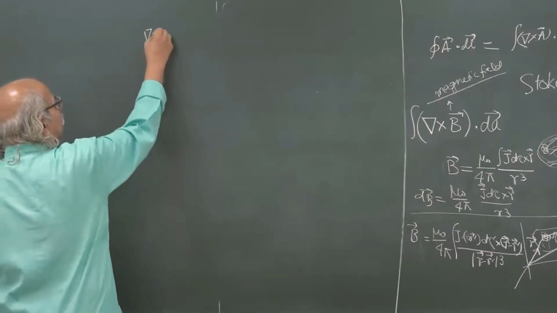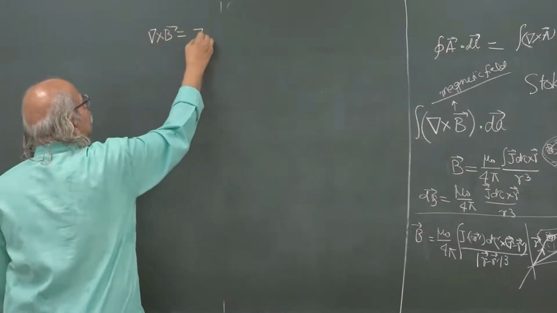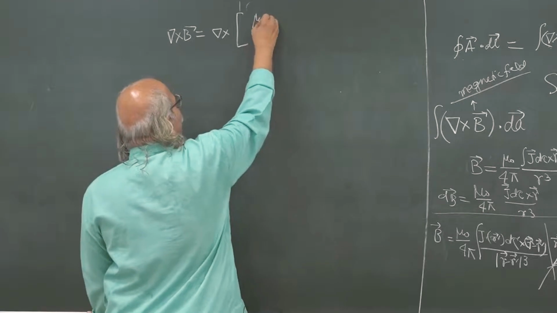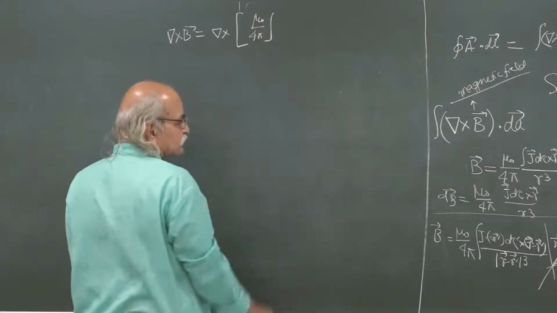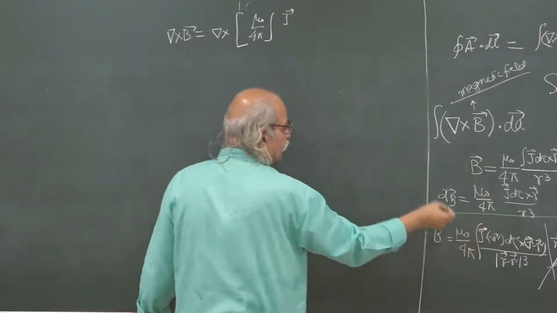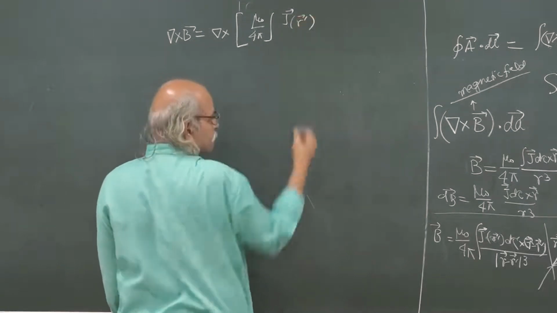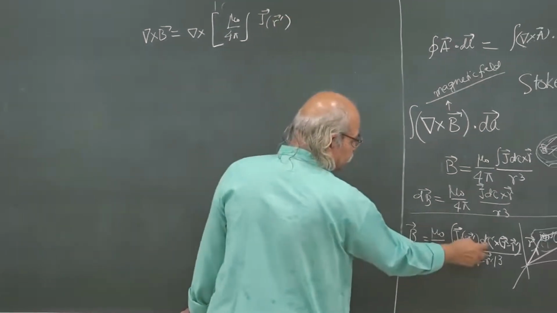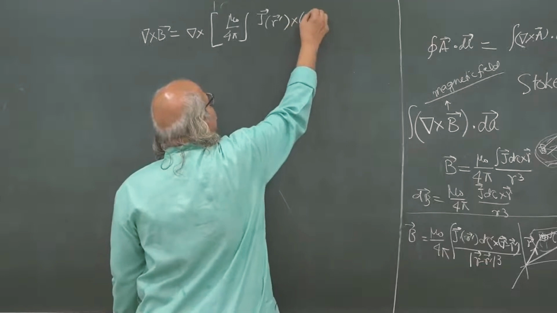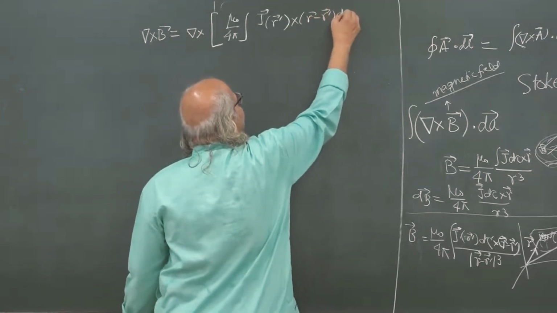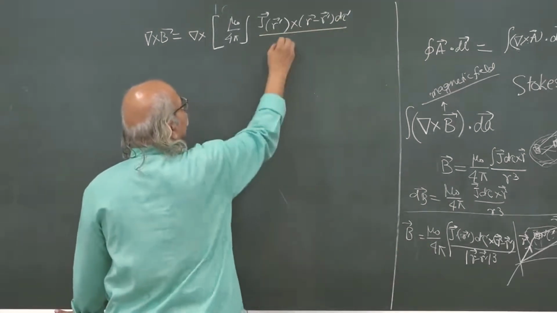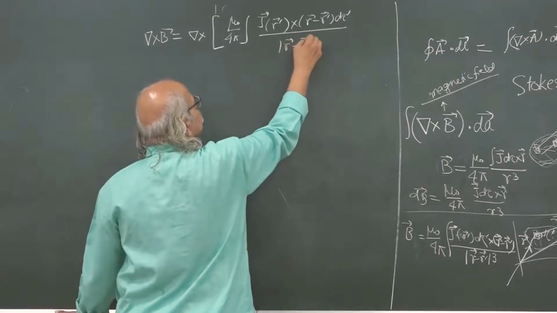So, curl of B will be curl of, and B is your mu naught over 4 pi and integration, and then j vector at r prime, this one, and then this d tau prime, or you can write this first, cross r vector minus r prime vector d tau prime, and divided by mod of r minus r prime, and then cube.